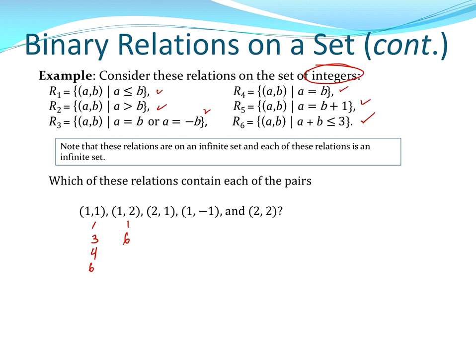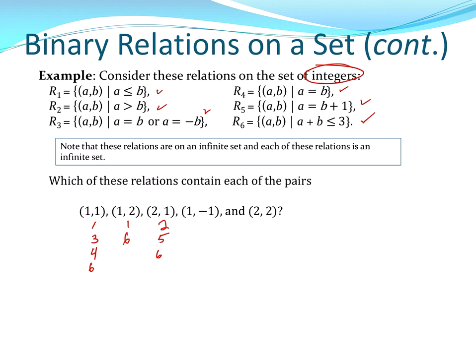How about (2, 1)? 2 is not less than or equal to 1, so it's not in 1. But 2 is strictly greater than 1, so it is in 2. 2 is not equal to 1 or its negative, and it's not equal, so it's not in 3 or 4. 2 is equal to 1 plus 1, so it is in 5. And it is also in 6 because 2 plus 1 is less than or equal to 3.